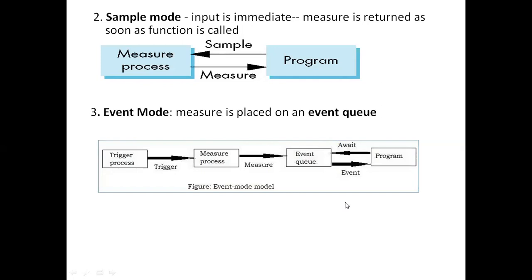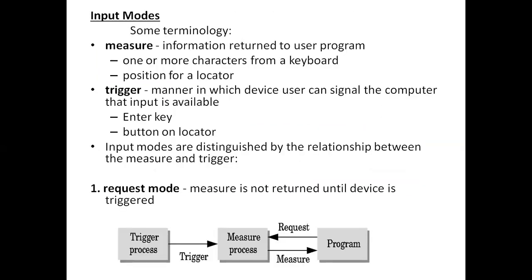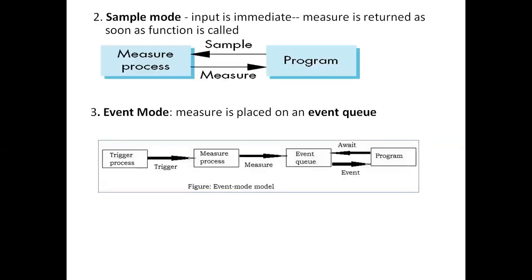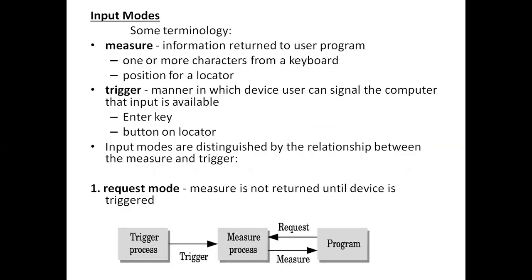That is the third mode of giving the input, right? So first mode is the request mode. Second mode is sample mode. Third method is event method or event mode. So the first method, request method, is simple. It is your printf, scanf.